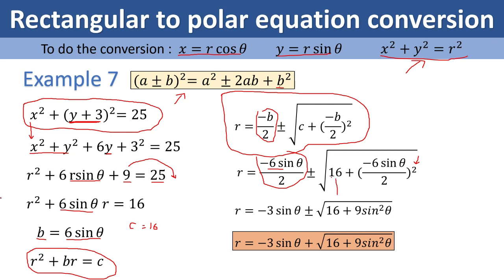Now negative 6 sine theta divided by 2 is negative 3 sine theta, plus and minus the square root of 16, where negative 3 sine theta squared is 9 sine squared theta. And I have this equation.